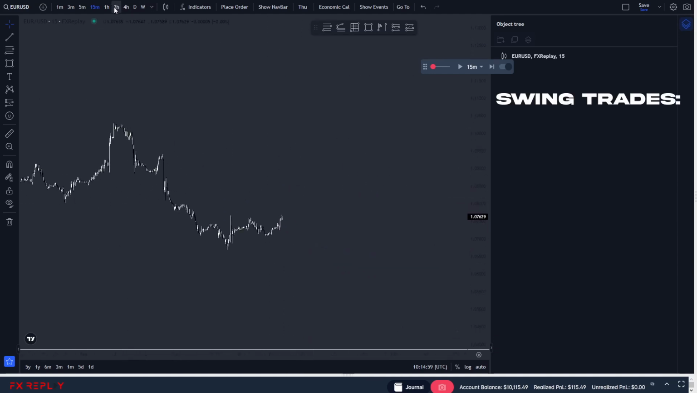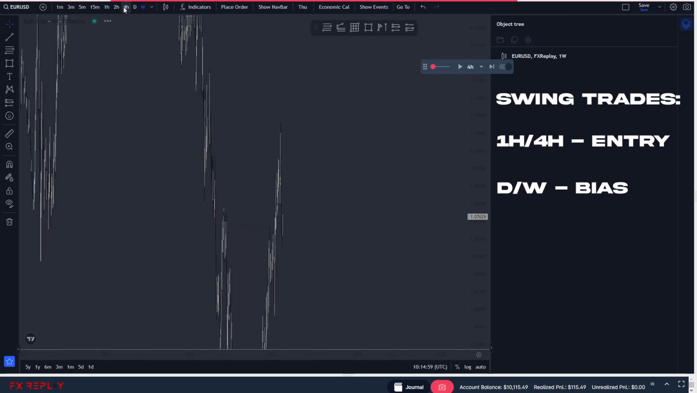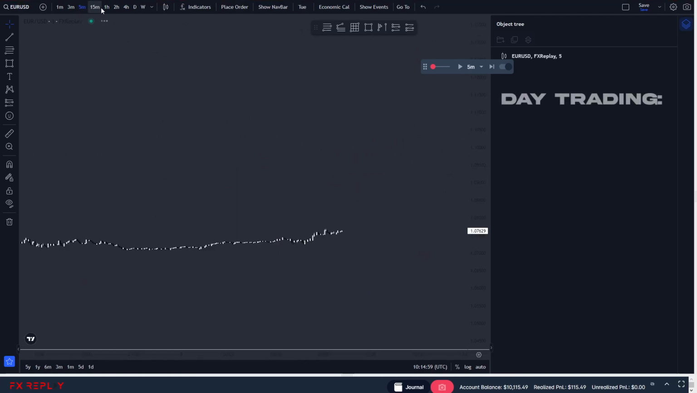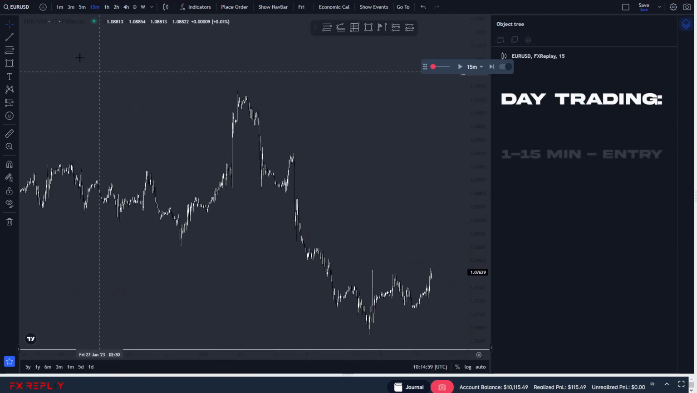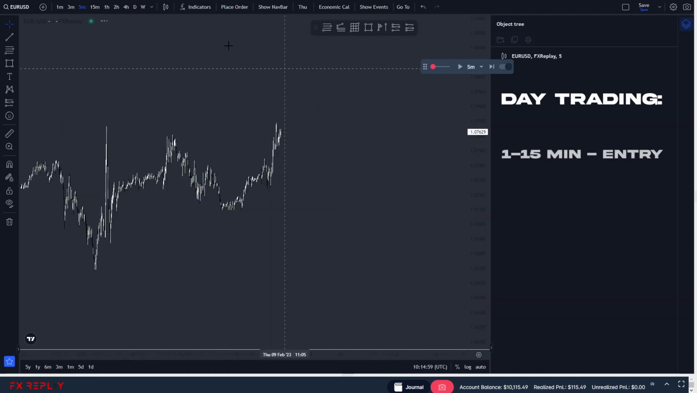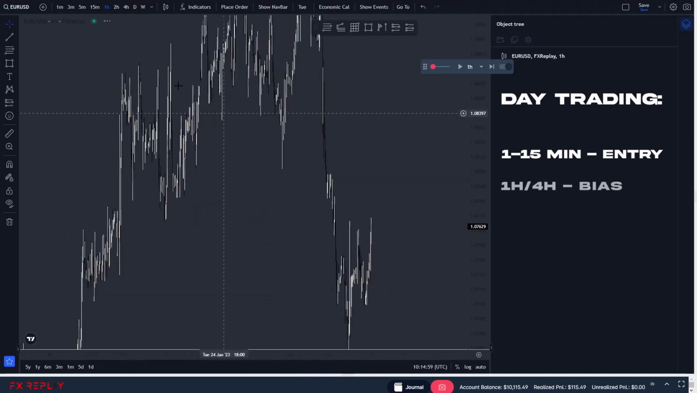But in swing trades, you should be looking at 1 or 4 hours for your entry and look for bias in daily and weekly. And if you day trade, what a lot of people are doing, you should be looking at 5 minutes or sometimes 15 minutes, depends on what you trade. Some people are only going into 1 minute for entries, some people are only looking for 5 minutes, but somewhere around there. But for daily bias, you should be looking at 1 hour to 4 hour.